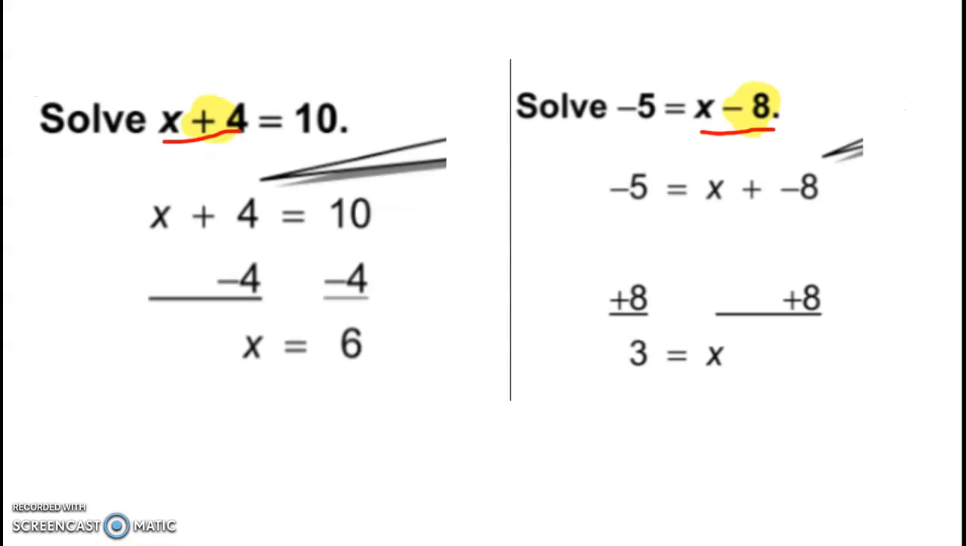Alright, here's another example. Oh, before I go to that example, I want to show you. Notice how these two problems were different. The x plus 4 was on one side here, and the x minus 8 was on the other side. X plus 4 was on the left, x minus 8 was on the right. But you always work away from the variable. Away from the variable.